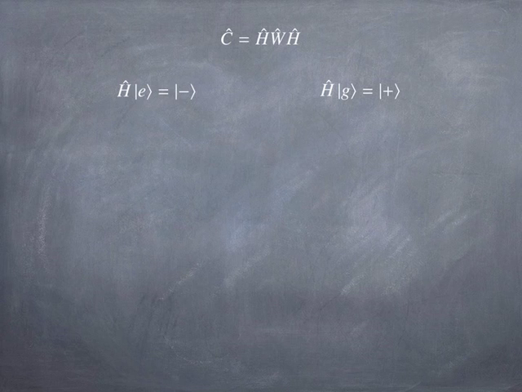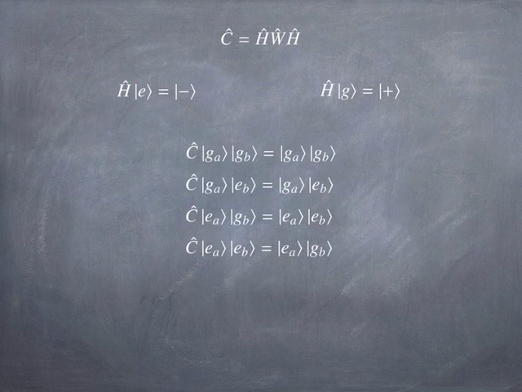If you remember, Hadamard is the thing that takes E to minus and G to plus. And if you form an operator that's Hadamard, W, and Hadamard, you'll see that what happens is that operator, if they're both in the ground state, you get the same thing back. If ion A is in the ground state and ion B is in the excited state, you get the same thing back. But if ion A is in the excited state, it flips ion B from the ground state to the excited state. If ion A is in the excited state, it'll flip ion B from the excited state to the ground state. So basically, depending on whether ion A is in the ground state or the excited state, ion B either stays the same if ion A is in the ground state, or it flips if ion A is in the excited state. So that is the definition of a controlled NOT.